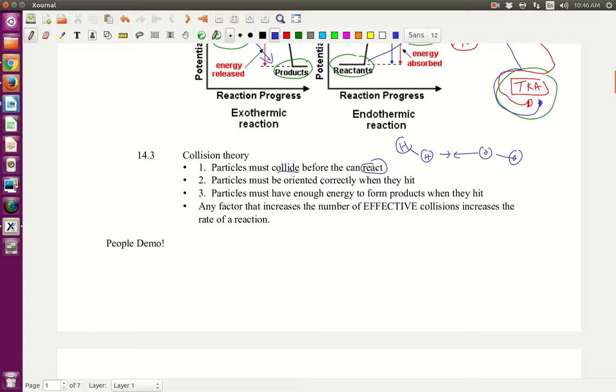And not only that, they have to be oriented correctly. That means they have to hit each other in the right way. Otherwise, they won't react. And they must have enough energy. So if they barely tap and bounce off each other, it's not going to be helpful. These are called effective collisions. Any factor that's going to increase these effective collisions will increase how quickly something reacts.